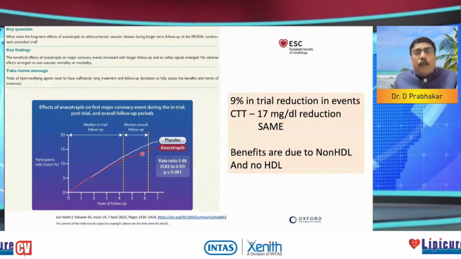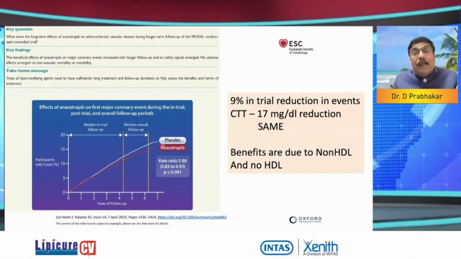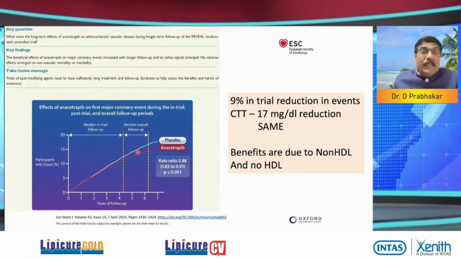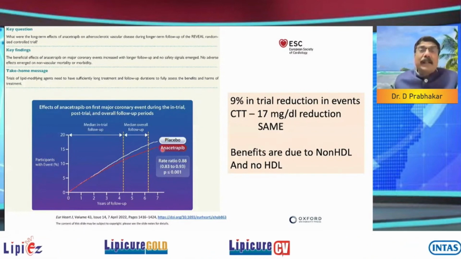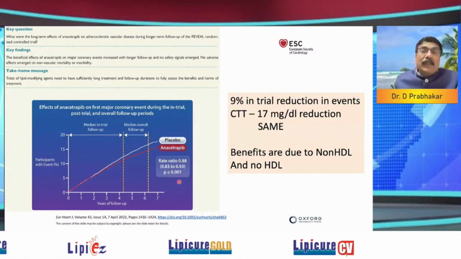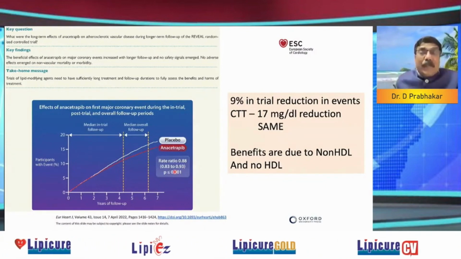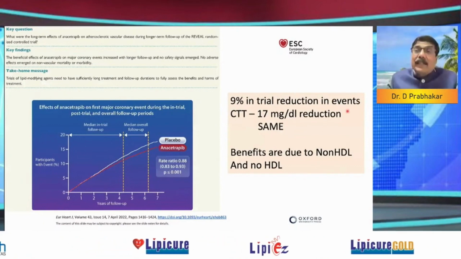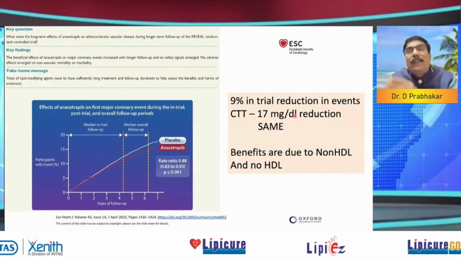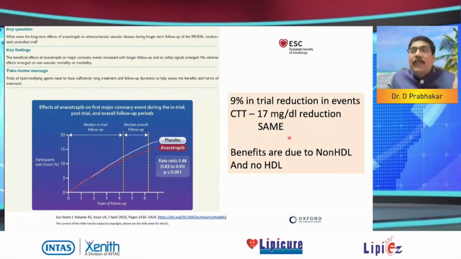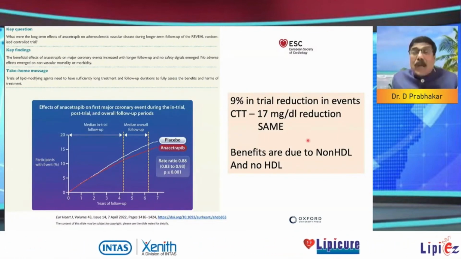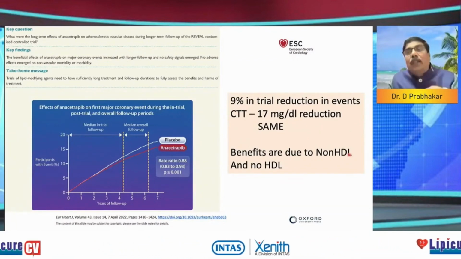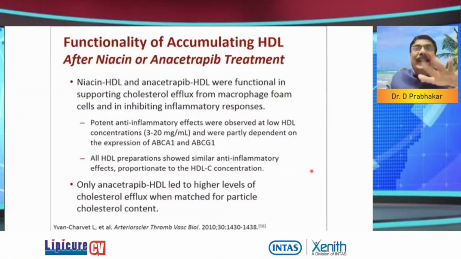After which, after 2.5 years, subsequent data showed the curve started separating. Now, mind you, the important point here is the drug was not given here. Drugs were stopped at 4 years, and despite not giving the drug, there was a separation of the curves. And look at the results. The results went up to 12% from about 8% there. And this was very statistically significant. And the 9% in-trial reduction in events was exactly similar to what the CTT trial showed, which is 17 milligrams LDL, non-HDL reduction. So what it seems to show, the HDL has no impact. The reduction in the LDL and the non-HDL cholesterol is the one that is very, very important here.